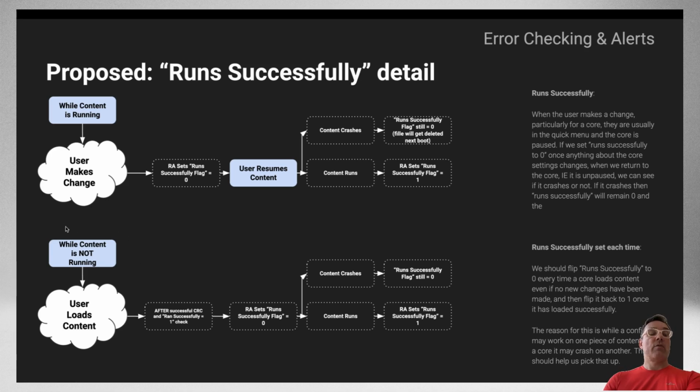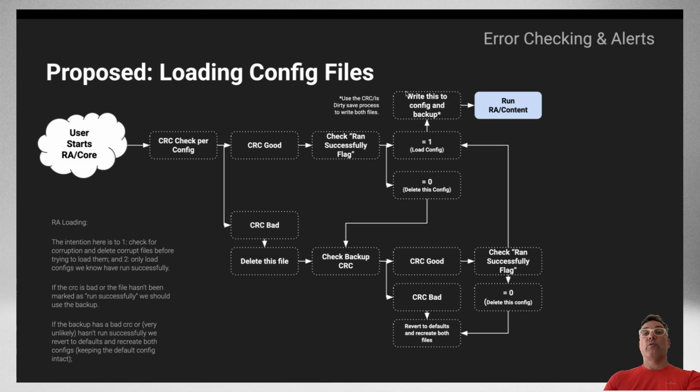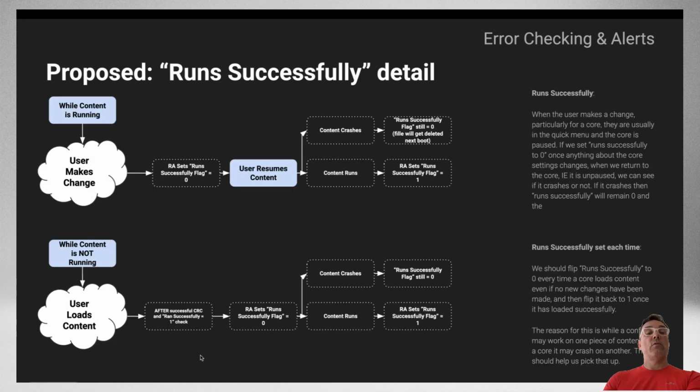If content isn't running and the user loads content, we still have to check our CRC, which was in the previous one, and we still have to check whether it ran successfully last time. And so based on this process, right, it will load it and run the content. So we still load the file here if it ran successfully last time and the CRC was correct. But I'm suggesting that potentially at that point, we set the run successfully flag to 0. And then maybe periodically, it can flip-flop between the two, or it just sets it to 1 not long after that.